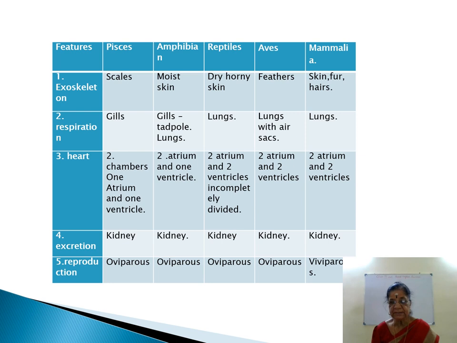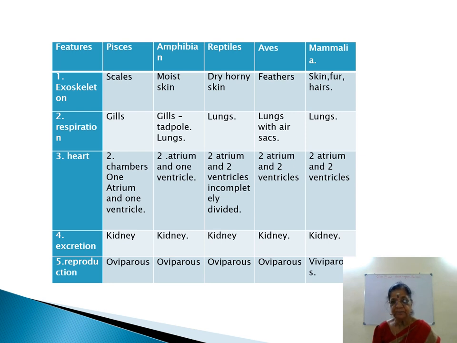In the characters of all the five classes of vertebrates, exoskeleton: pisces have scales, amphibians moist skin, reptiles dry horny skin, aves feathers, mammalia skin with fur and hairs. Respiration: gills in fishes, gills and lungs in the tadpole stage, reptiles have lungs, and aves have lungs with air sacs.